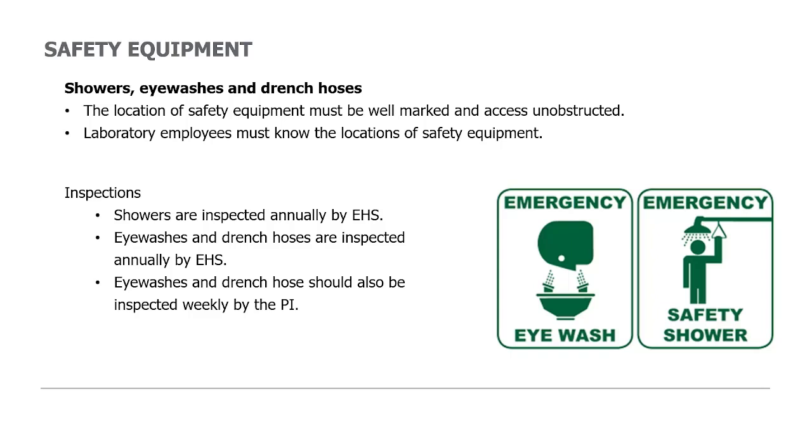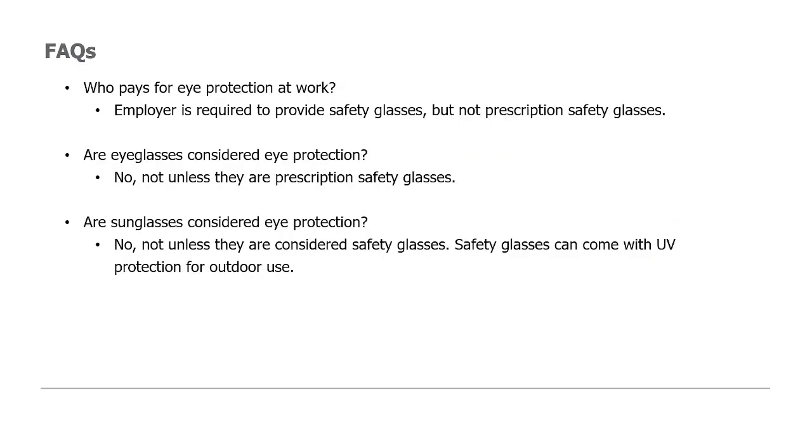And then another thing is, it's a good practice to make sure eye washes and drench hoses are also inspected weekly. And then just keep that on a tracking sheet and post it next to your eye washes or drench hose stations. And just keep up with that weekly. Just keep checking it, make sure it's all working properly.